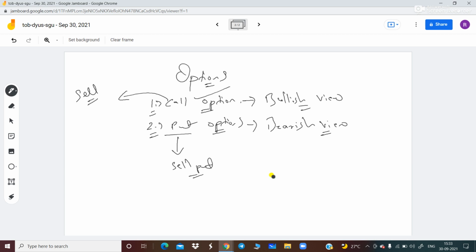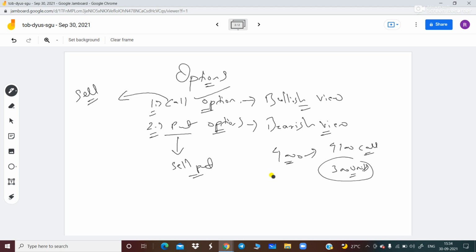Like in TCS, if the price of TCS is, let's say, 4,000, and I'm bullish on TCS, I'll buy a 4,100 call option contract of TCS. This option contract of TCS has 300 units, right? So I'll be getting profit according to these 300 units and my option premium, and these 300 units are known as the lot size of that particular stock.